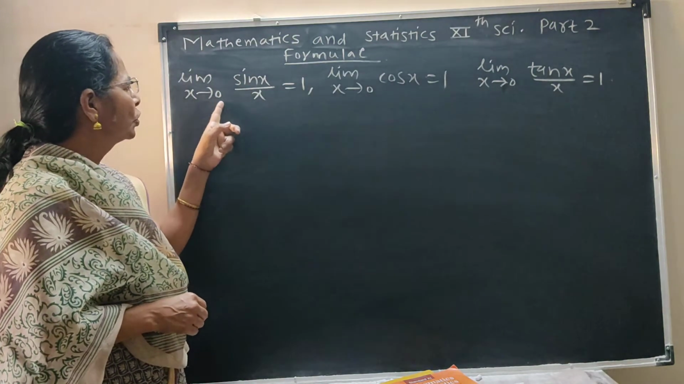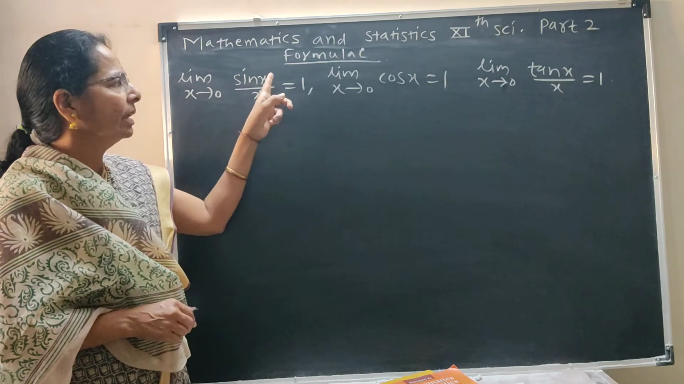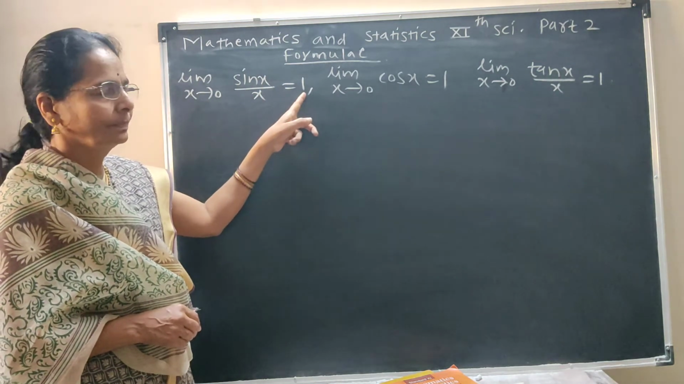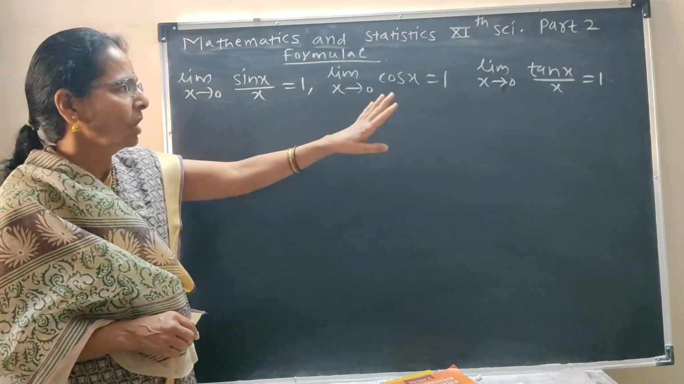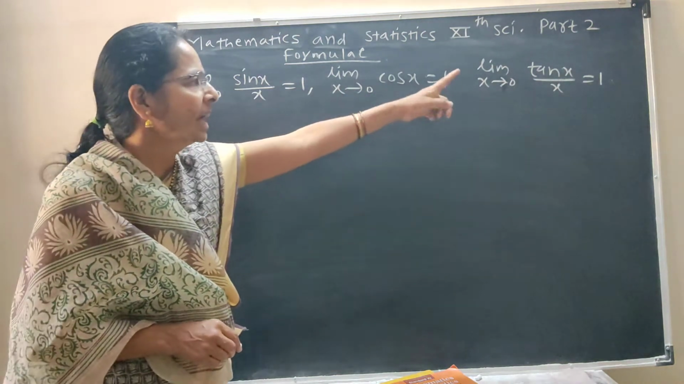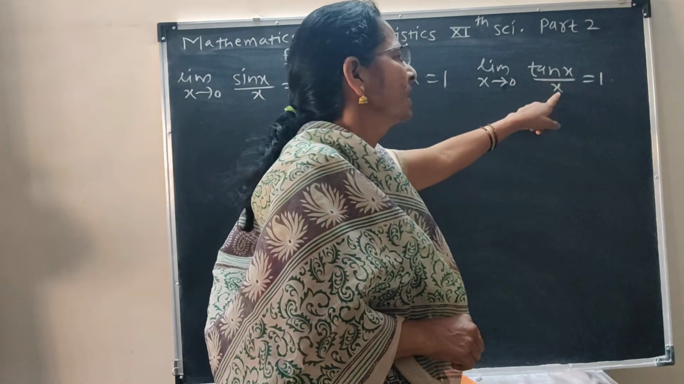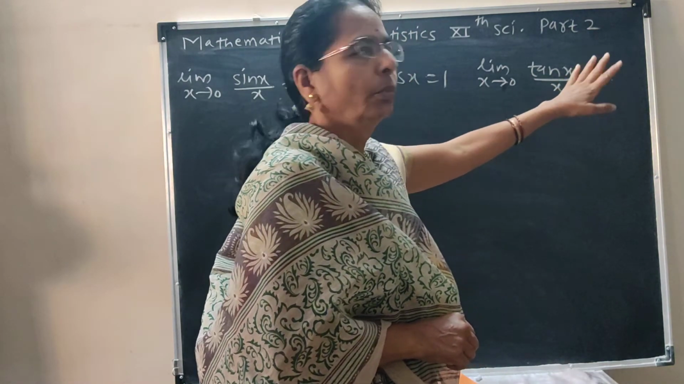Limit as x tends to 0, sin of whatever value must be here, then the value is 1. Limit as x tends to 0, cos x is 1. Limit as x tends to 0, tan of whatever value of x is present here, we take the value 1.